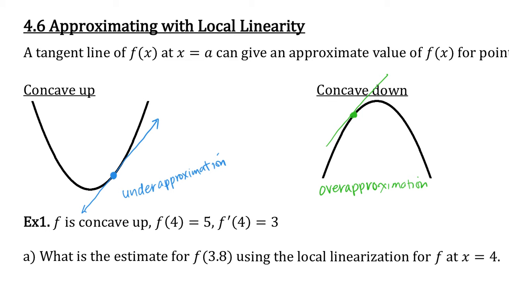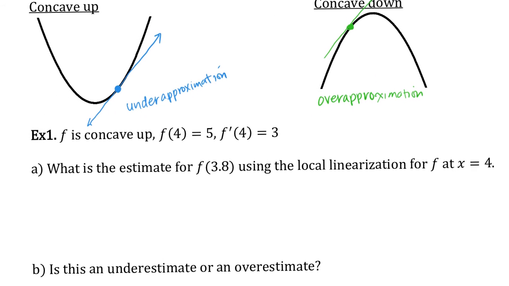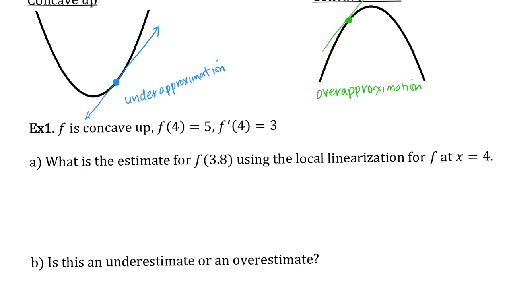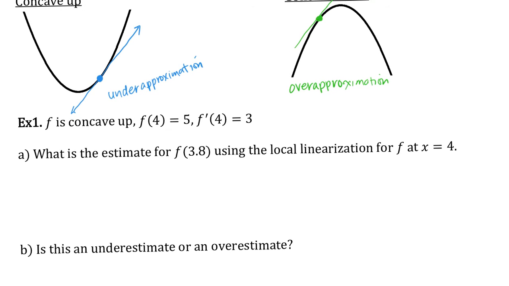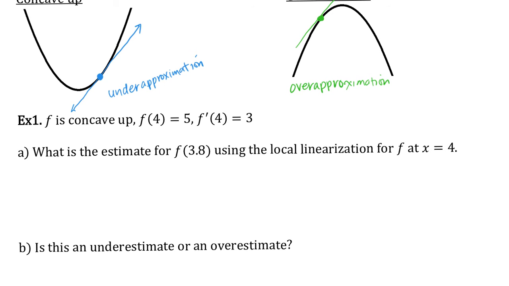Okay, now let's go ahead and try it. Example 1: f of x is concave up. f of 4 equals 5. f prime of 4 equals 3. What is the estimate for f of 3.8 using the local linearization for f at x equals 4?